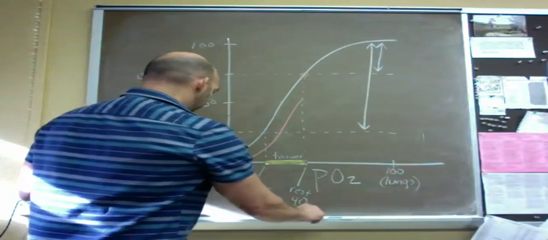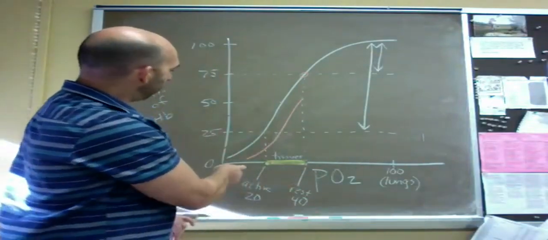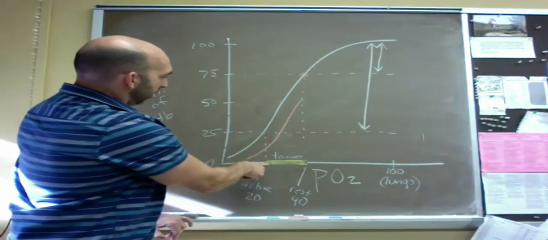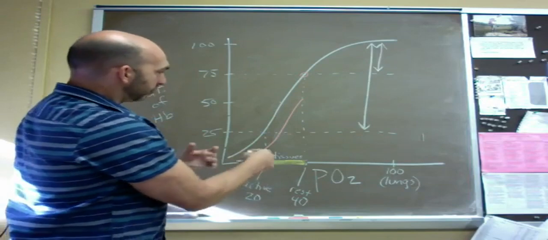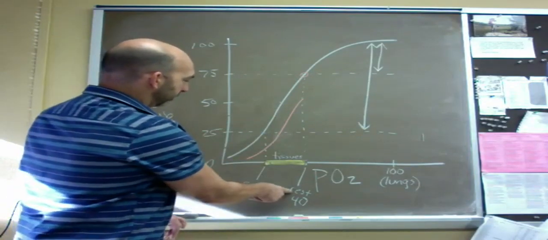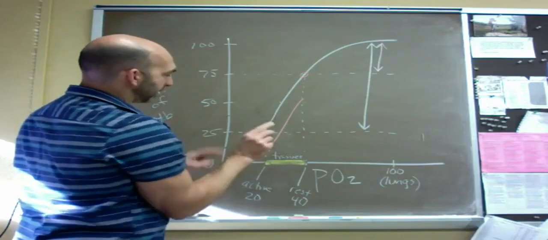But what this means now, and I drew this arbitrarily shifted by a certain amount, but if you check it out, at our active tissues, we're producing more CO2, more H+, so you're more shifted than normal when you're active than when you're at rest. And so the red curve would be the active curve.